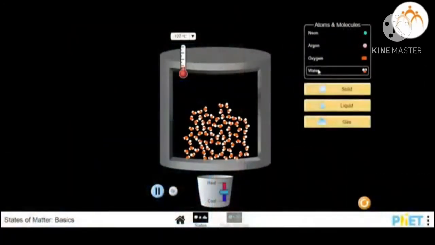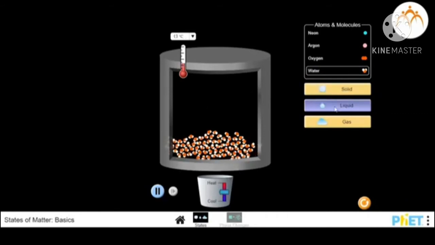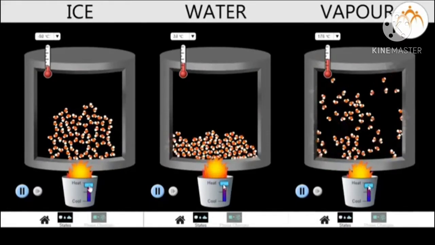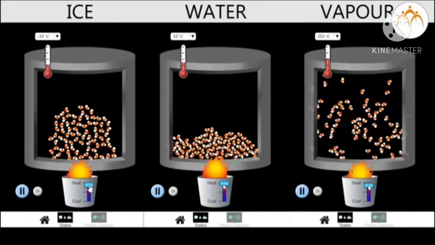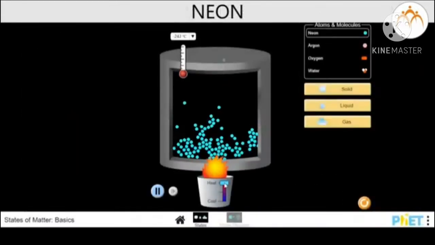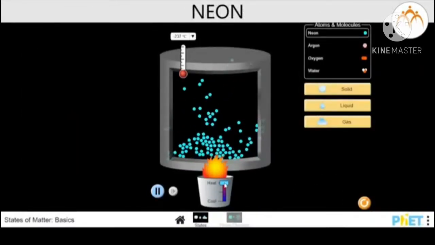Let's use this PhET simulation to explore movement of water molecules in different states. This is how molecules move around in ice, water and in vapor. As we heat the container, movement of molecules becomes more random and rigorous. Here is how neon atoms react when heated to higher temperatures.